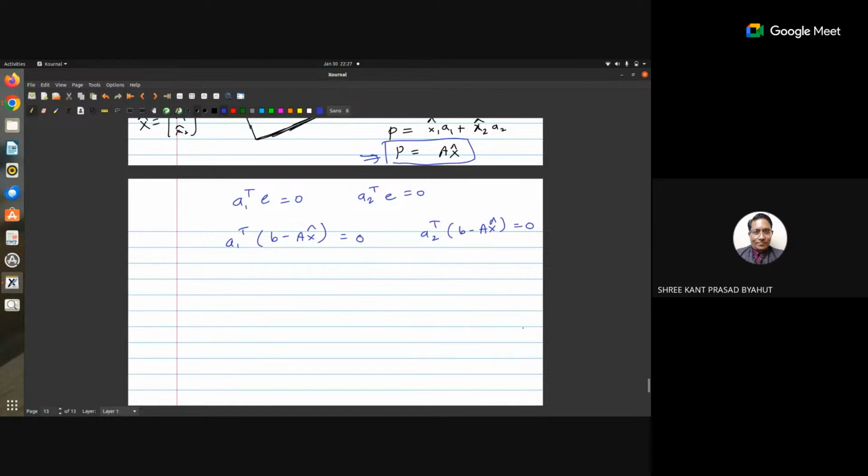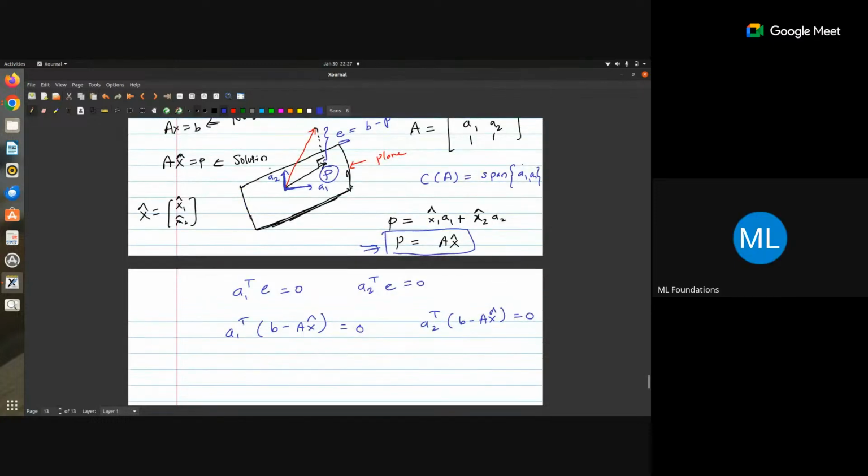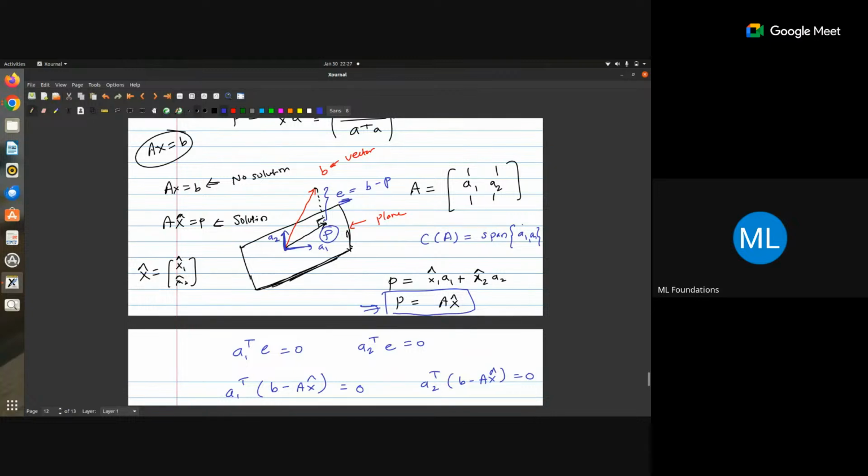Once again, what I'm saying is that this E, the error vector, is perpendicular to this plane. But what is P now? P is Ax hat. And that means E is B minus Ax hat. I'm substituting this P here. And this x hat is the linear combination of A1 and A2.